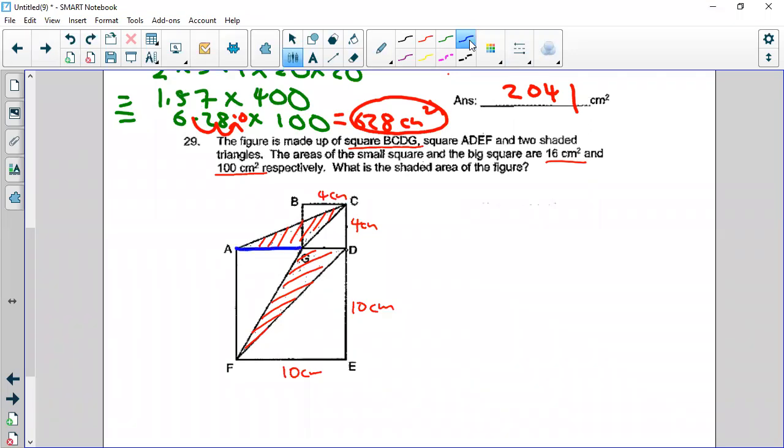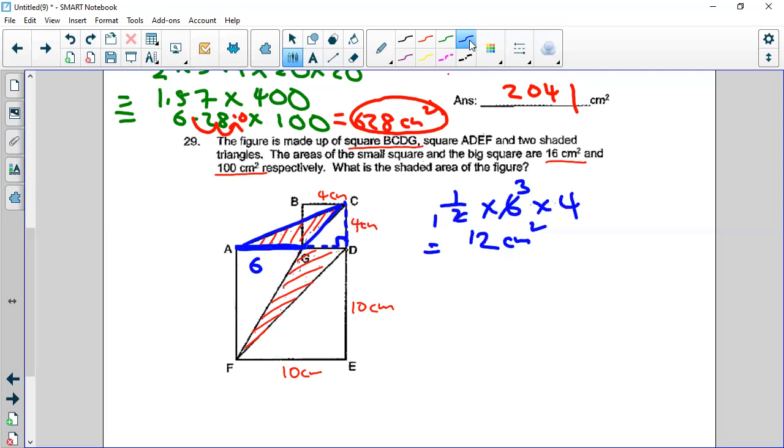How do you find the area of the triangle? What's the base? How long is the base? 10 minus 4, 6. And what's the height of this shaded triangle? 4. The height must always be at right angle to the base. I'm looking at the blue triangle. The area is half times base times height, cancel, divide by 2, and you get 12 cm square, which is the area of the blue triangle.